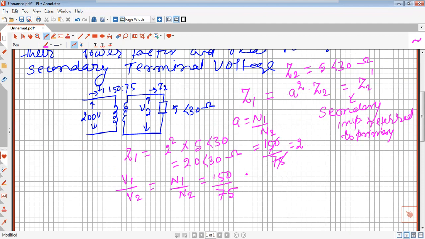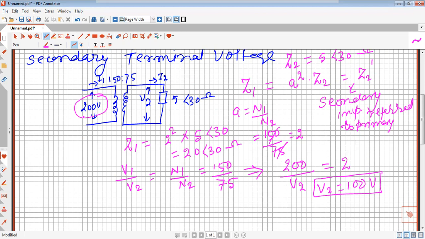Putting the value of V1 as 200 divided by V2, which we have to calculate, equals 150 by 75, and after cutting this we get 2. So V2 will be 100 volt. So our secondary terminal voltage is 100 volt and primary terminal voltage is 200 volt. So we have calculated the primary and secondary side impedance. Now we have to find the current and their power factor.